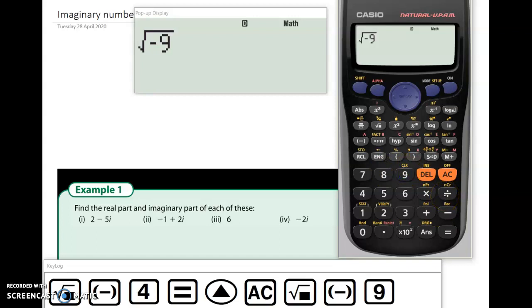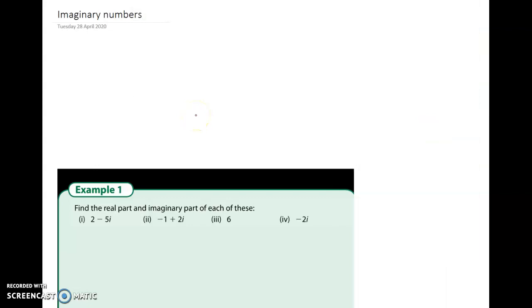And the reason for that is, if you think about the ideas of squares, let's take the number 3 and square it, that's 3 times 3, I get 9. If I take minus 3 and multiply that by minus 3, so I am doing the square of minus 3, I also get 9.